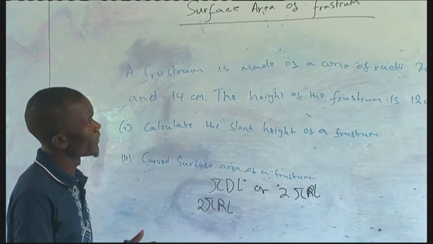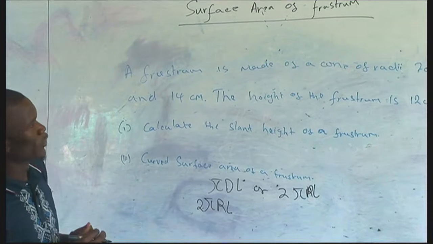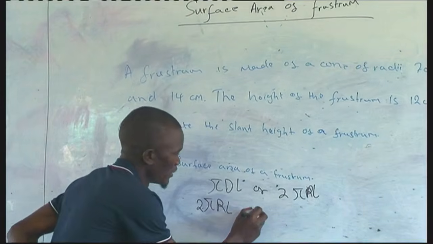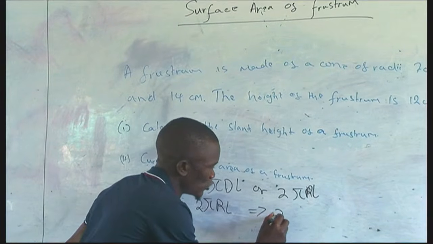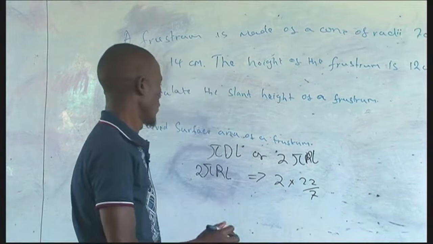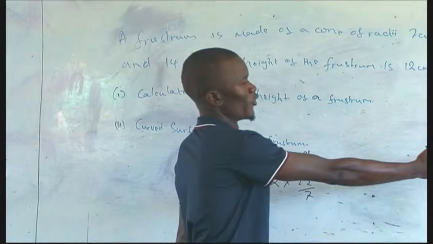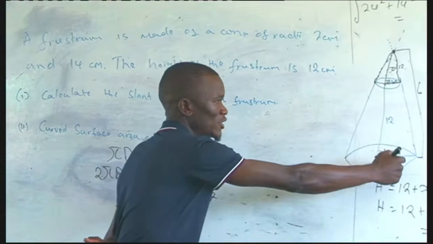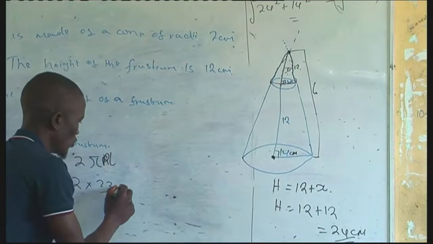24 squared plus 14 squared. Then you get the square root. This one is the same as saying that we have 2 times 22 over 7. What is our R? For the bigger cone, our R is 14.